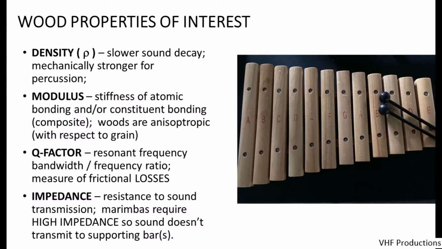Another property of wood of interest for the design of musical instruments is the Q factor, which is the resonant frequency divided by the resonant frequency bandwidth. That ratio is the Q factor. It's a measure of the frictional losses in the material. Another important property is the impedance of the material. That's the resistance to sound transmission. An instrument like a marimba requires a very high impedance wood, so the sound doesn't transmit to the support bars. The impedance is the square root of the modulus times the density.